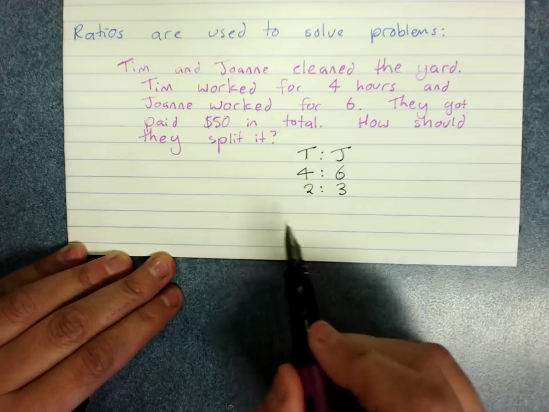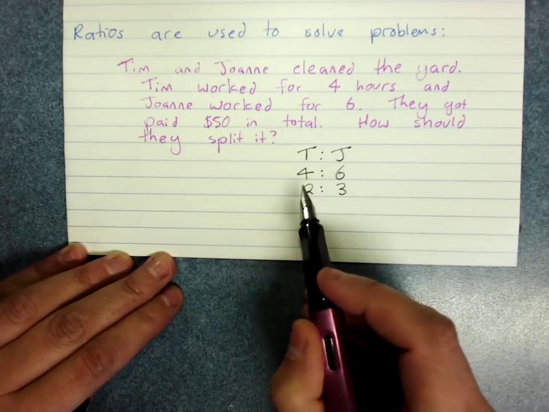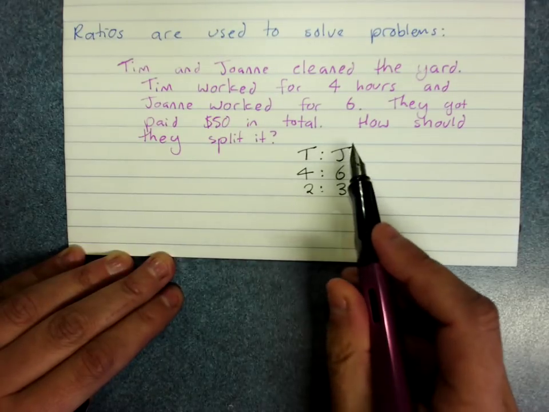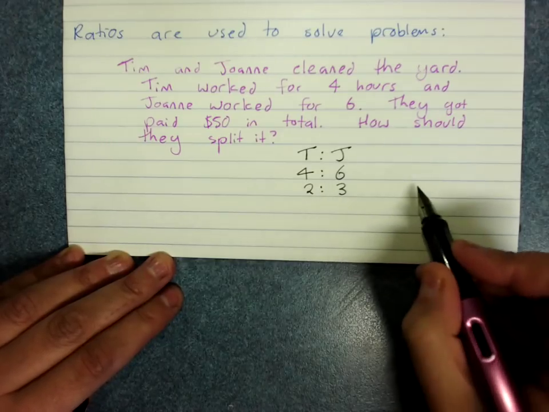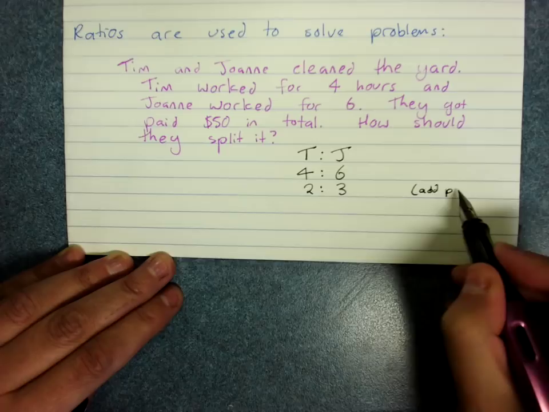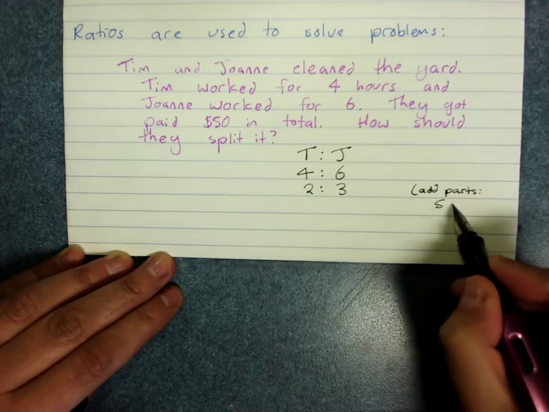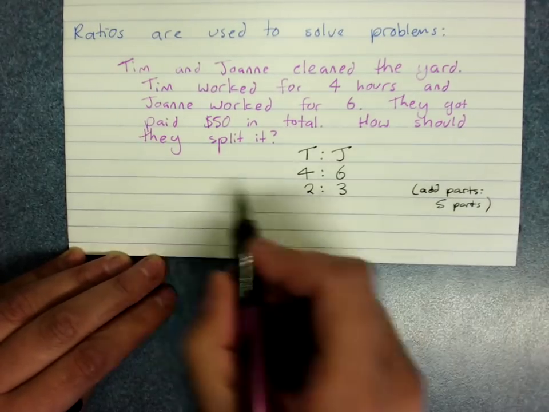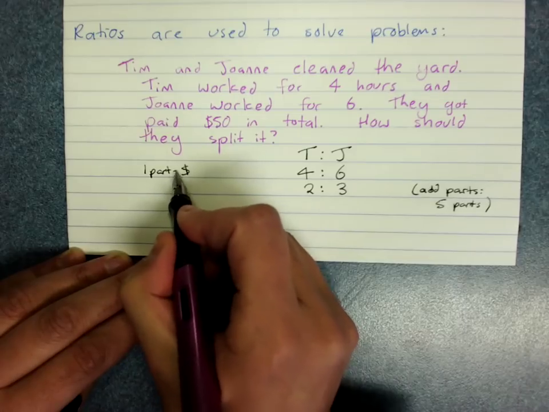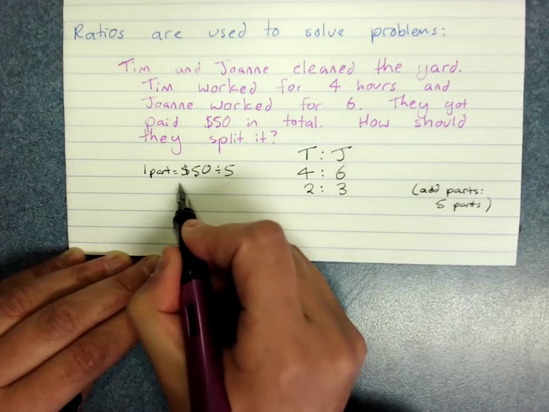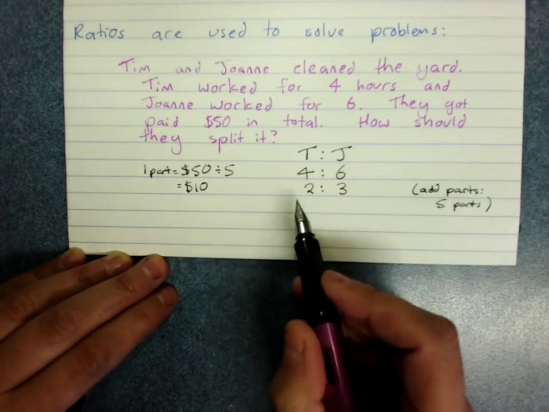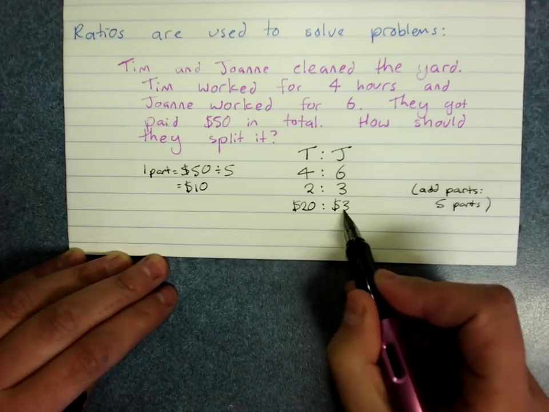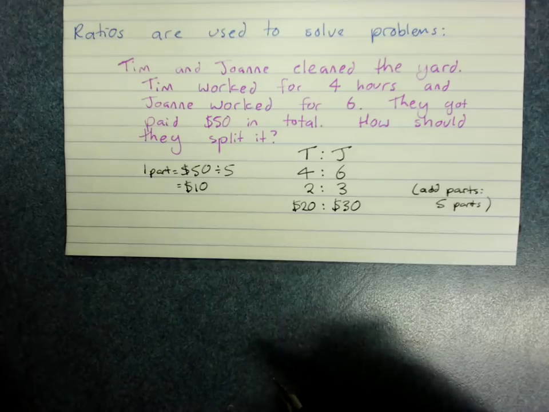If we have $50, think of the ratio as parts. Tim deserves 2 parts of the money. Joanne deserves 3 parts of the money. So we need to add those parts. There's 5 parts in total. Now, I've got $50, I've got to divide it into 5 parts. One part is $10. Tim gets 2 parts, so Tim gets $20, Joanne gets 3 parts, so Joanne gets $30. So that's how we can use ratios to solve problems.